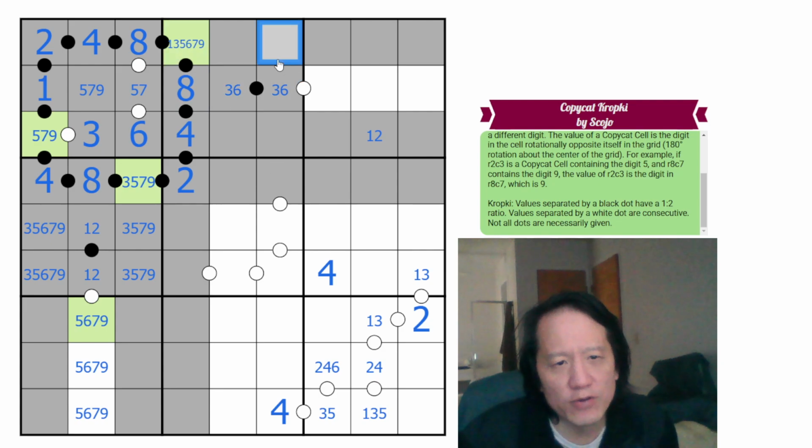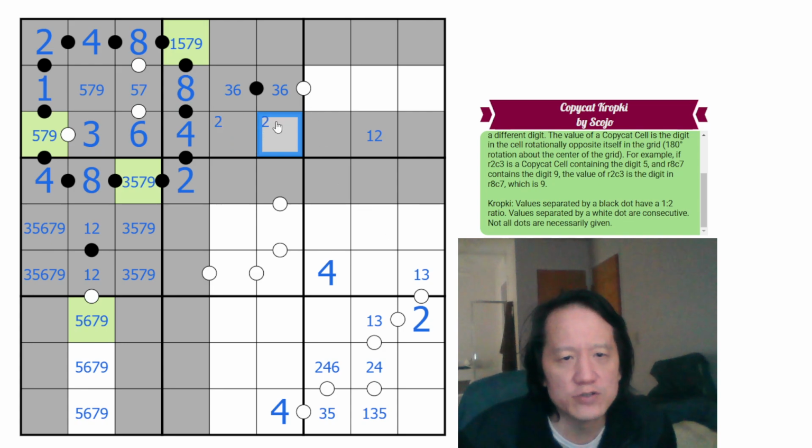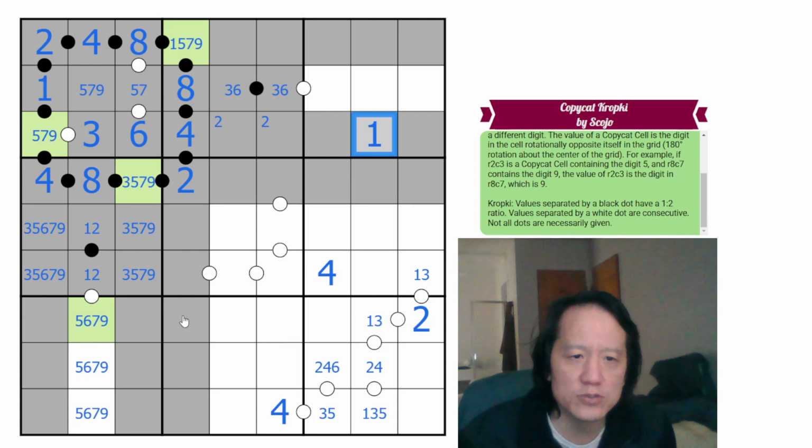Which means we have a 3, 6, 3, 6 pair in box 2. Which means that cannot contain a 3 or 6 in the rest of the box. Therefore, 2 has to be one of these 2. Therefore, this cannot be 2. This has to be a 1 in value. Since this is a 1 in value and this copies it, this must be 1 in value. So this must be 2 in value, which means this is a 2, this is a 1.